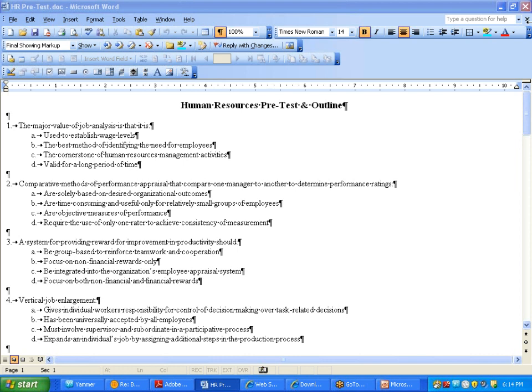Not desired organizational outcomes. That would be a false statement, because you're not trying to get a desired organizational outcome. You're trying to at least compare people. Are objective measures of performance? The issue there is that you're not necessarily taking objective measures of performance. You're just comparing measures of performance. So that made a little bit more sense when I started looking at it. Require the use of only one rater to achieve consistency of measurement. That is a valid statement, but it doesn't help in comparing one manager to another. It does not necessarily require the one. So when you start whittling it down, B ends up being the correct answer, and again, except for the time-consuming component, it does relate to the small group of employees.